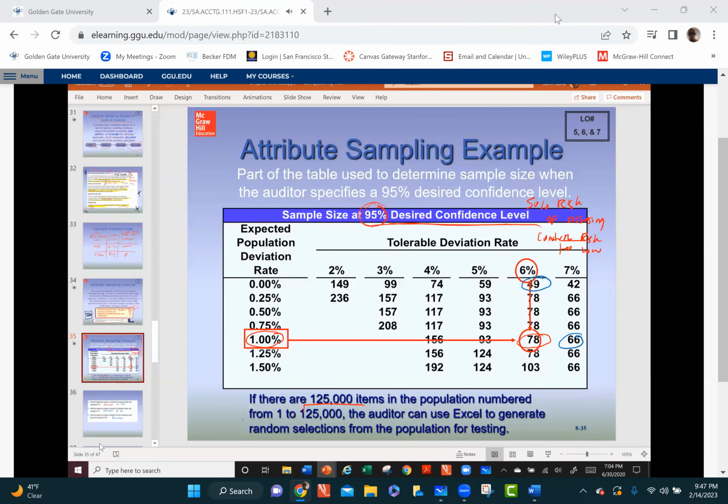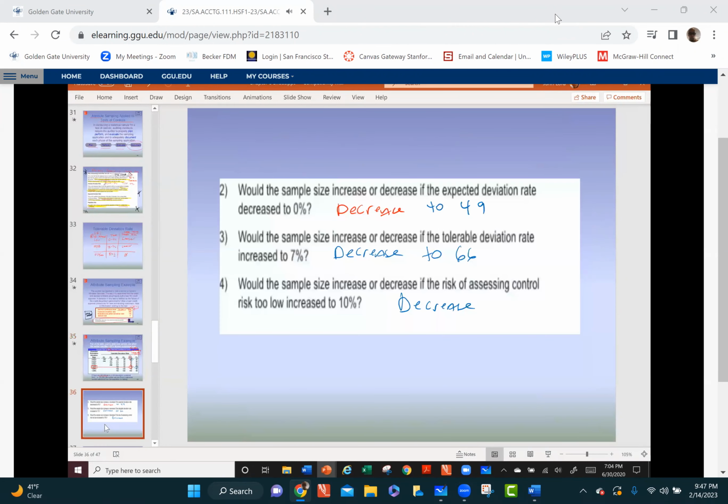Question? Okay, good. Let's take a look at this one. And now they're going to ask us to play with this table a little bit in this exercise.